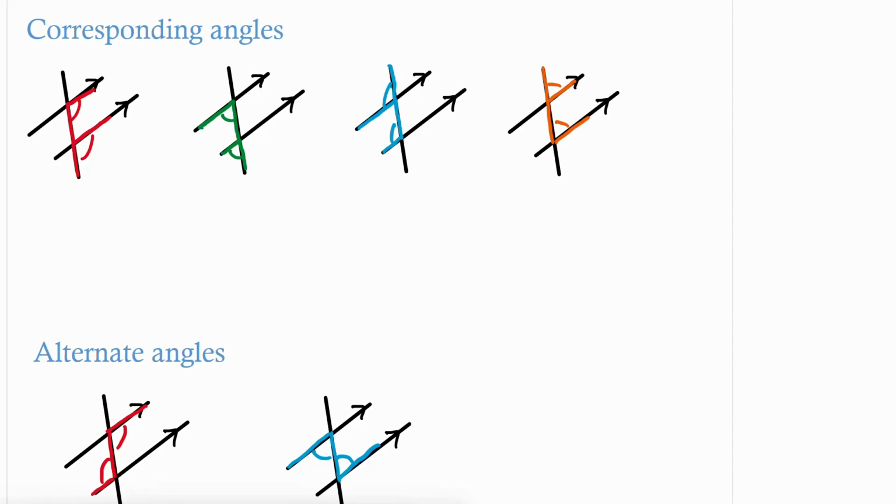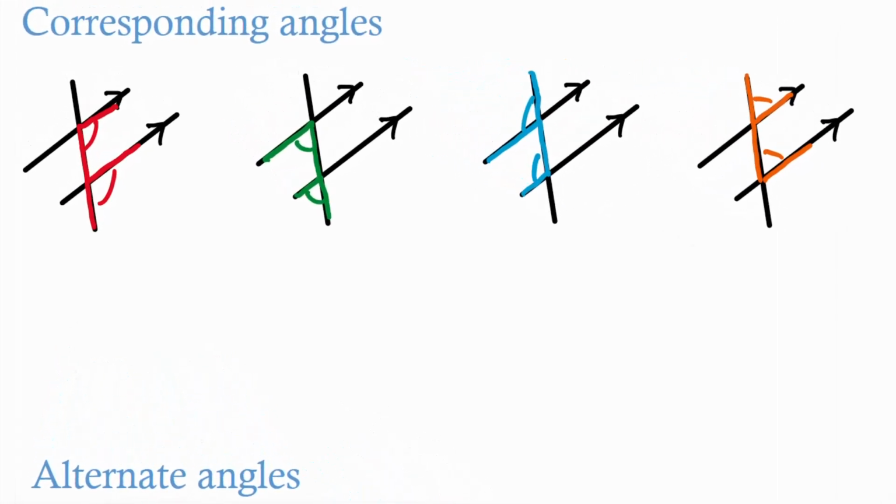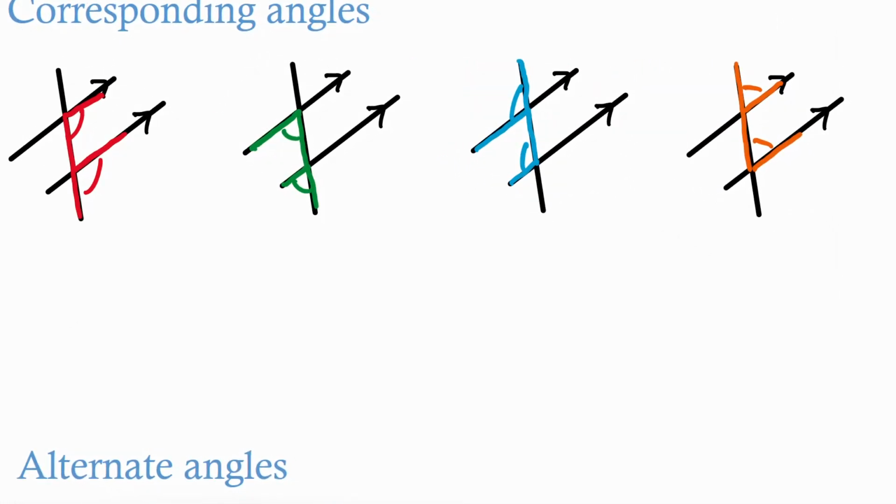The first one we're going to look at is what we call corresponding angles. See every marked angle we have here. I'm going to zoom in so we can see it a bit closer. All the marked angles are equal.